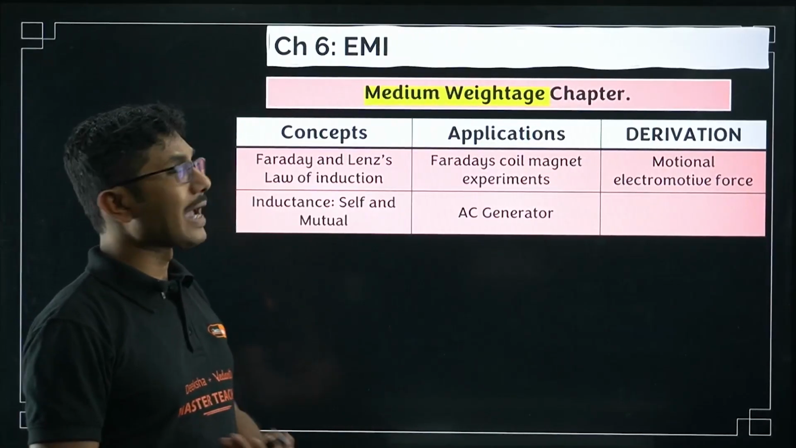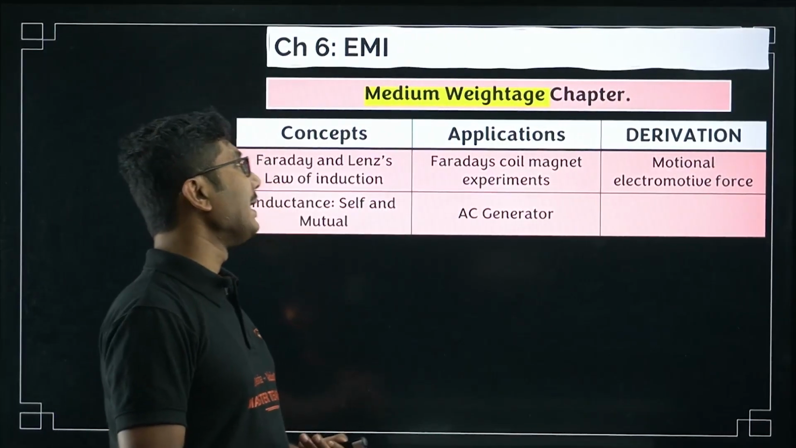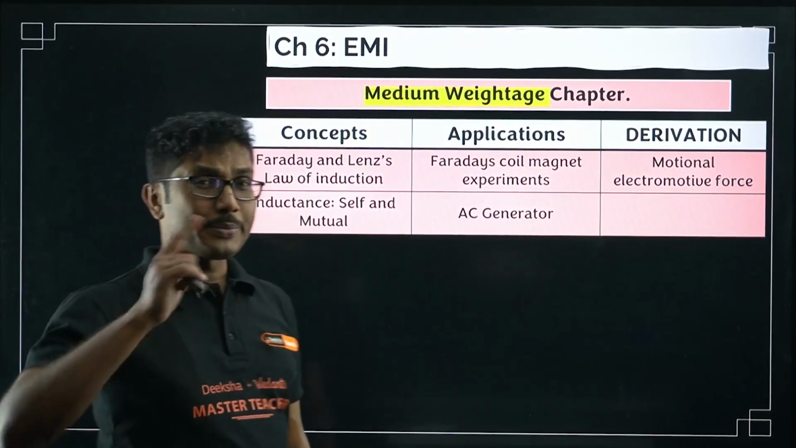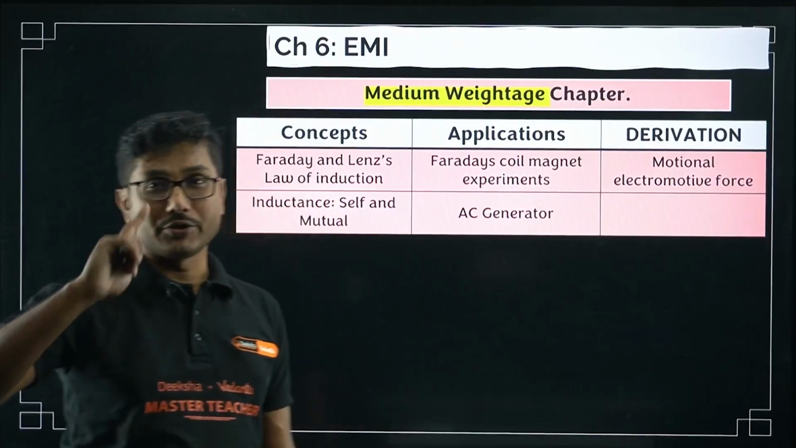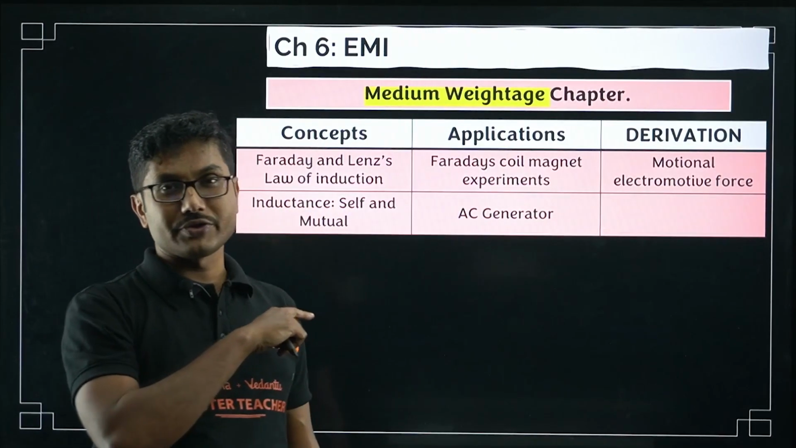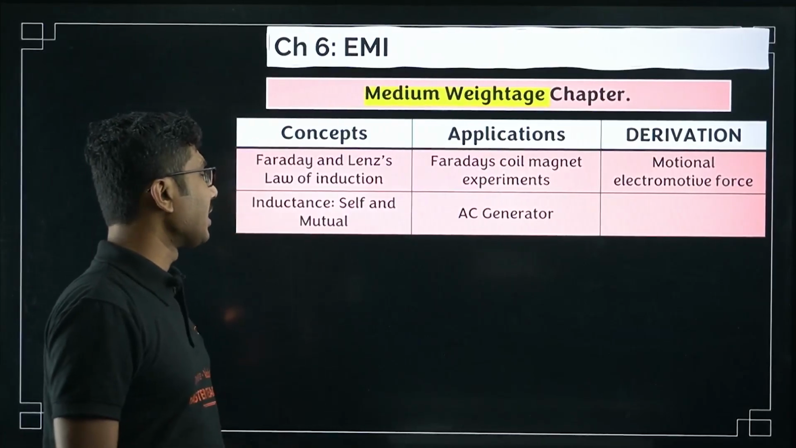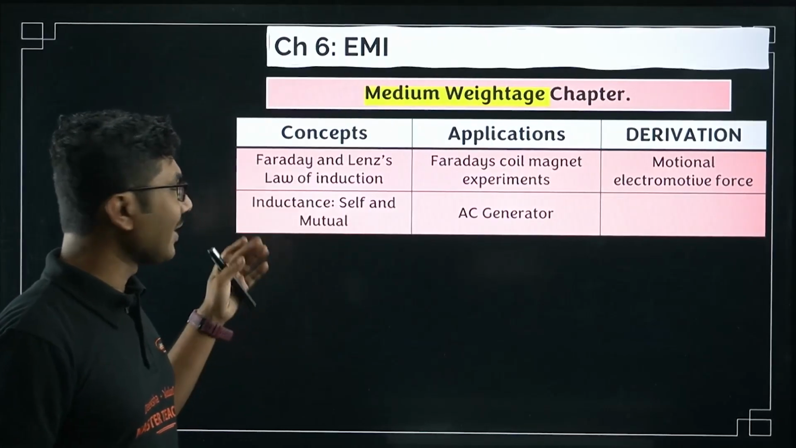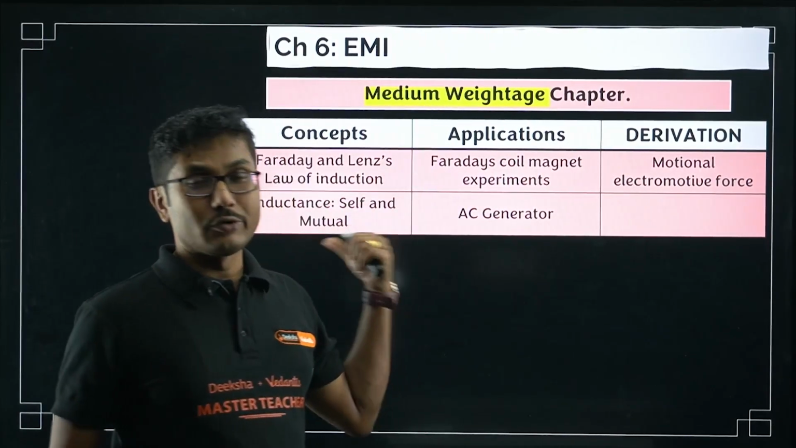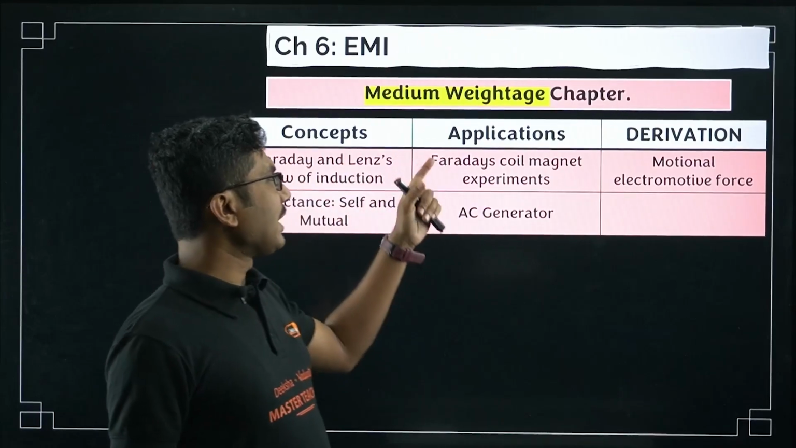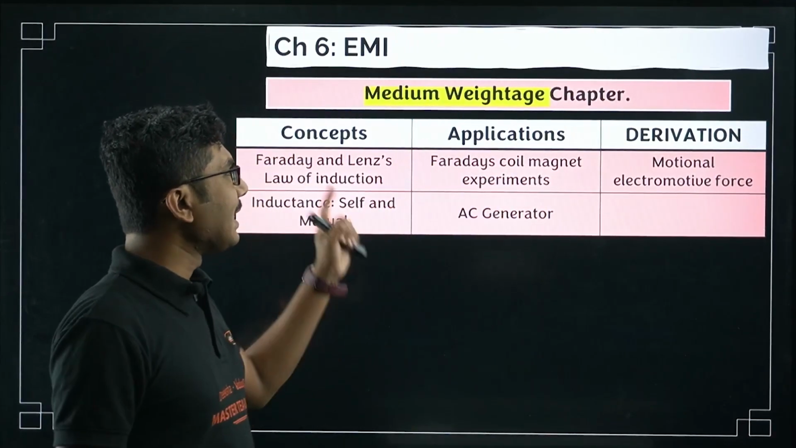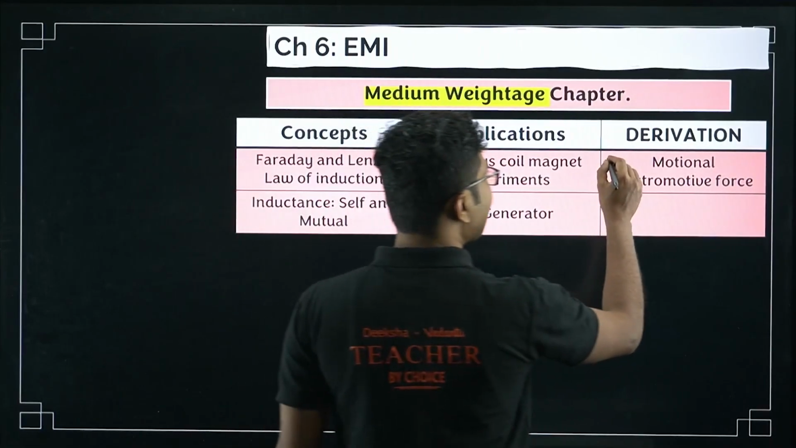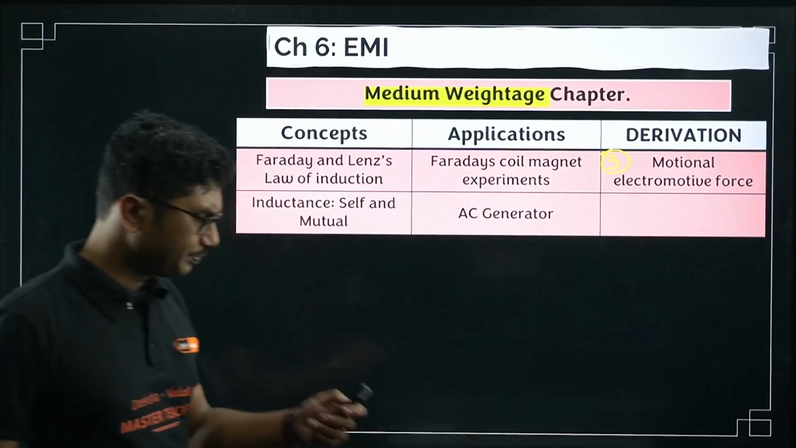Next is electromagnetic induction or EMI. This is also a medium weighted chapter, 6-7 marks possibly come from this chapter. From this chapter a HOTS MCQ question is expected. 2 out of 3 blueprints have given a HOTS question for MCQ from this chapter. Faraday's and Lenz's law in induction, both are important, inductance, self and mutual inductance, including their mathematical expressions. Now the application part: Faraday's coil magnet experiment, AC generator, then we have motional electromotive force, a small 3-marker derivation. This is also important.